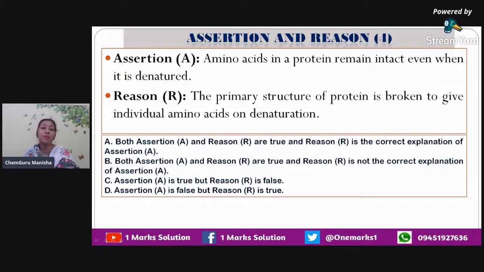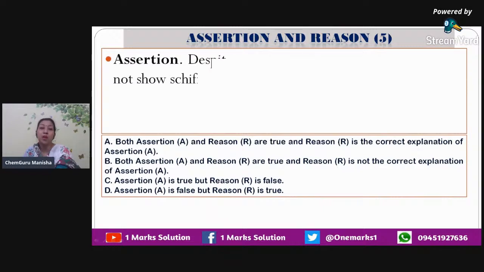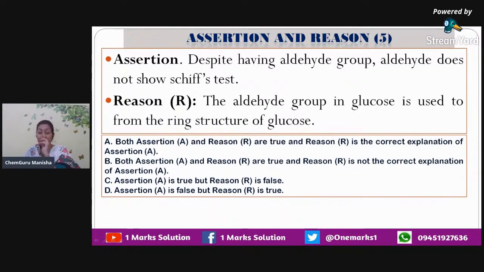And reason says the primary structure of protein is broken to give individual amino acids on denaturation. So basically primary structure जो है वो break नहीं होता है, and that is why reason is false and assertion is true. Fifth statement that we have is despite having aldehyde group, aldehyde does not show Schiff's reagent.